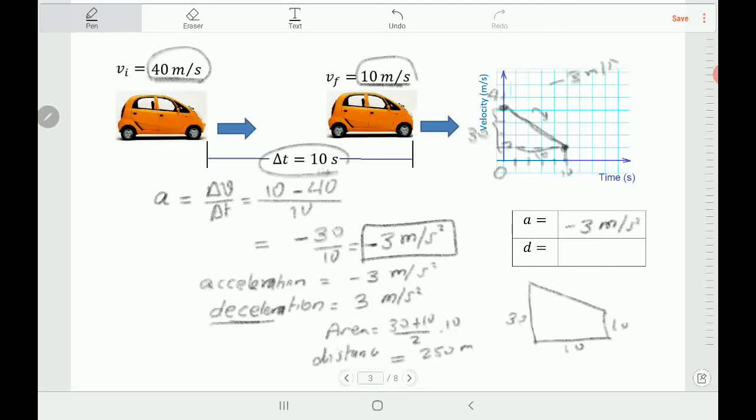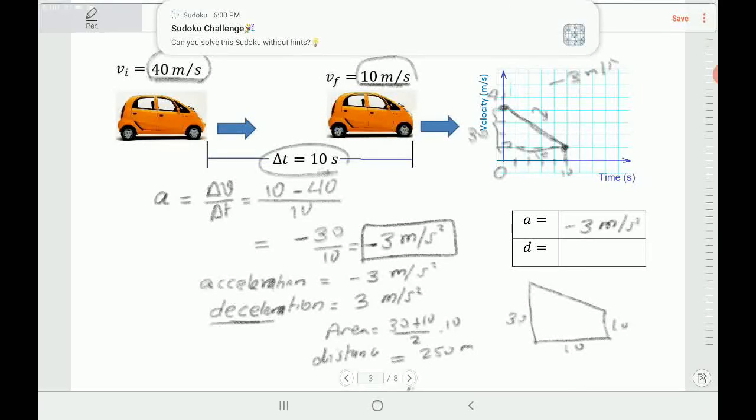So now we have two situations, two scenarios. Acceleration, when the speed is increasing, the acceleration will be positive. And deceleration is going to be negative because the speed is decreasing. But for the distance, it's the same thing. It doesn't matter whether you are speeding up or not, you still drive the car, you still cover a distance. Okay, let's look at the last case.